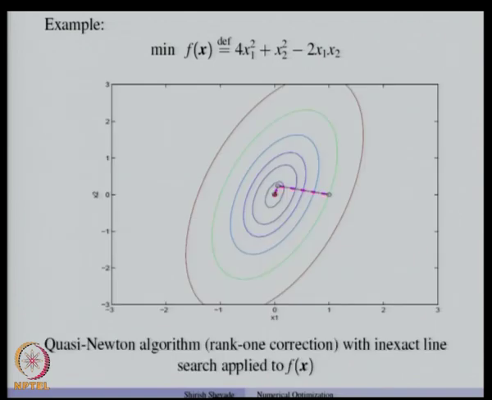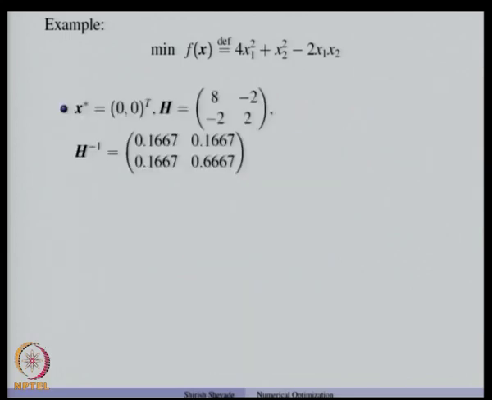Now, let us take one more example. So, let us start with a different point. This point is 1, 0, and this is the path traced by the Quasi-Newton algorithm with rank 1 correction and using inexact line search. Now, here also the algorithm needs 3 iterations. The third iteration is difficult to see in this figure, because the second and the third iteration points are very close to each other.